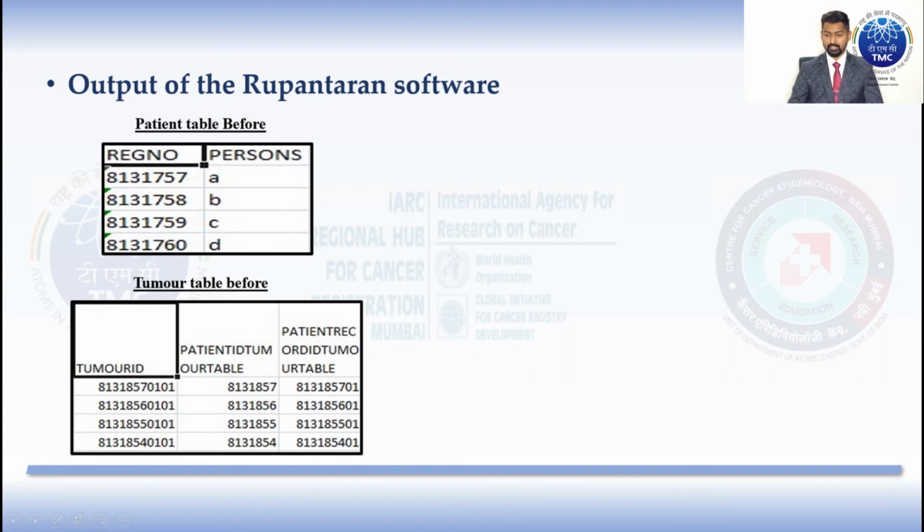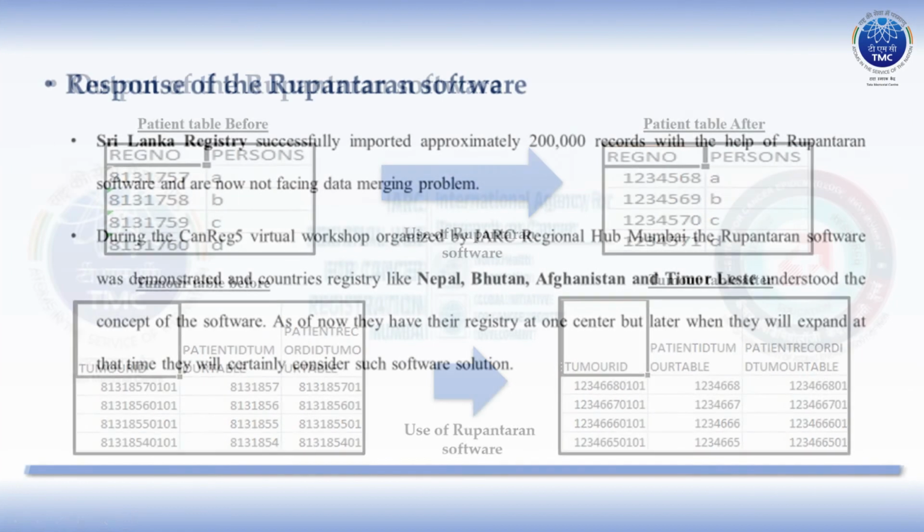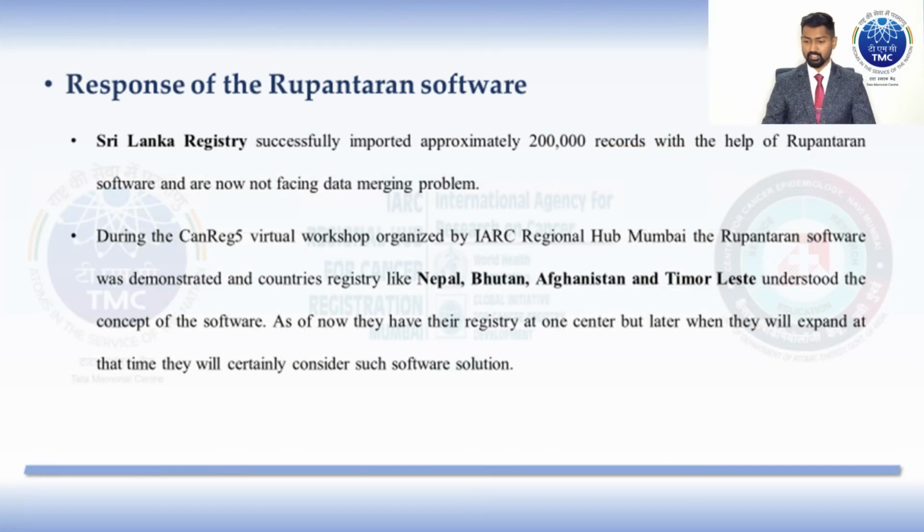The output of the Rupantaran software. On the left, you can see there are 2 tables, patient and tumor table, which has a unique number sequence starting from 8131. After the use of Rupantaran software, on the right side you can see the patient and the tumor table has a new sequence starting with 1234.